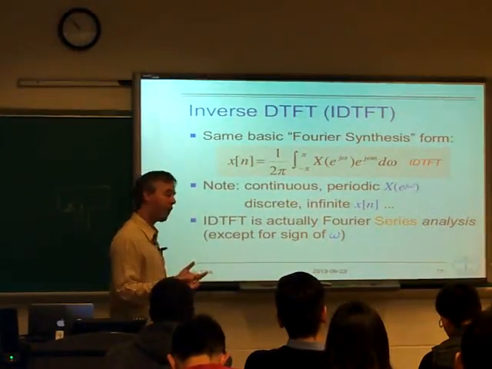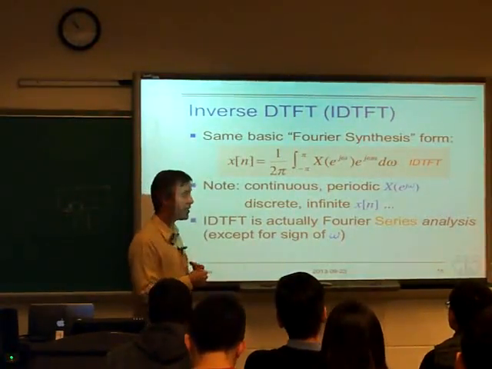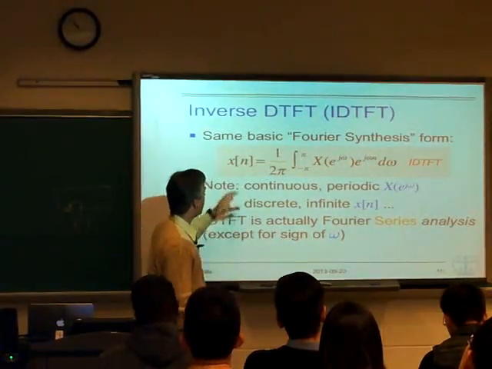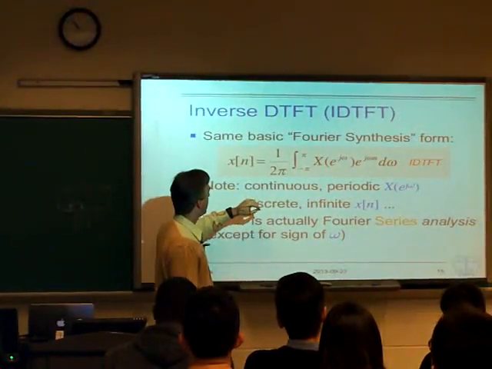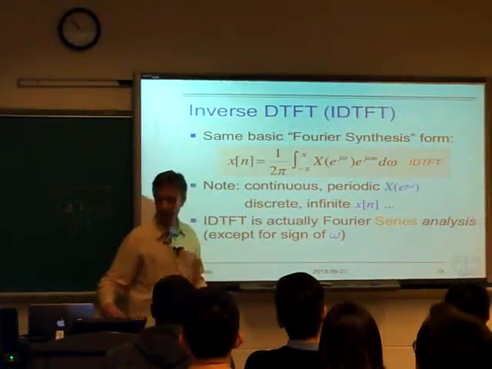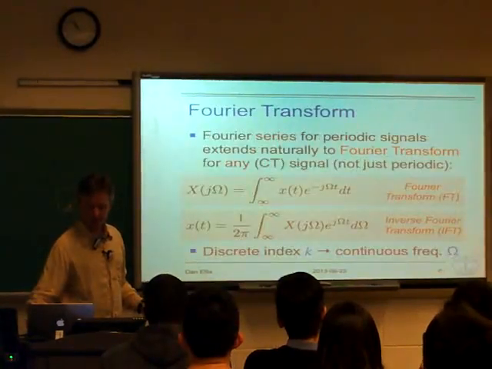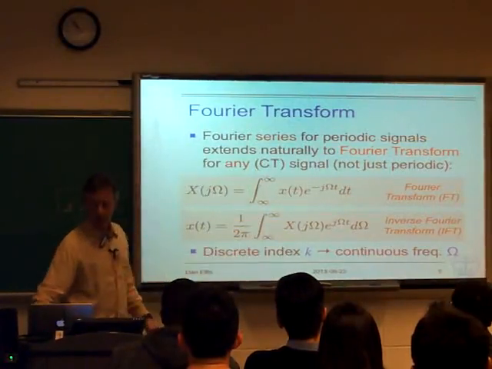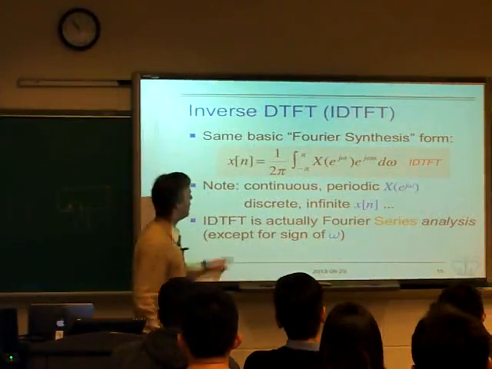To go back from the DTFT to the time domain, we need an inverse DTFT, or a synthesis equation. And here it is. It looks quite a lot like the inverse continuous Fourier transform. Right? This was just like the integral of our Fourier transform against the exponentials. So here it is for the DTFT.